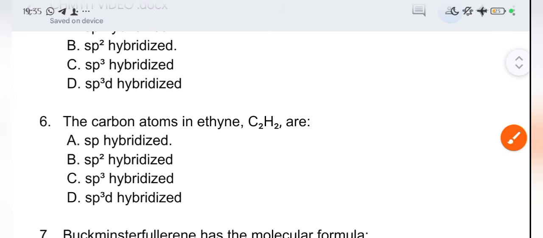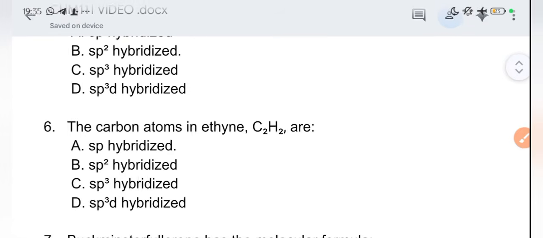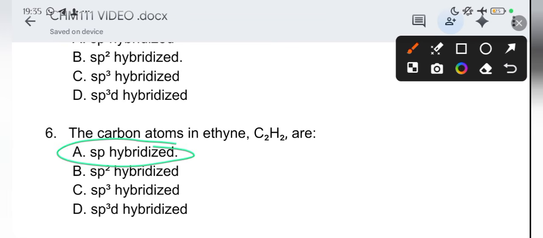Number 6, the carbon atom in ethyne, just like that. So ethyne is going to be sp, just the way I explained. It's going to be sp.